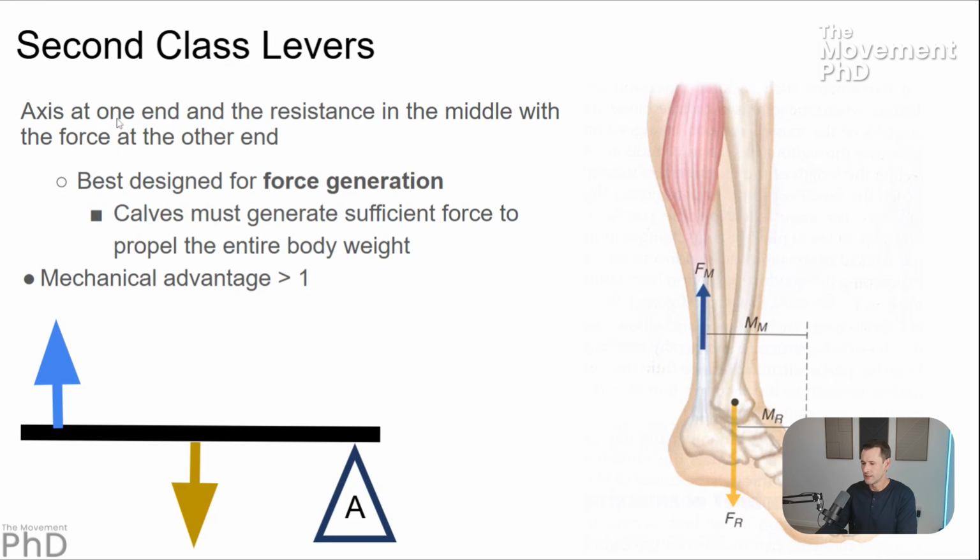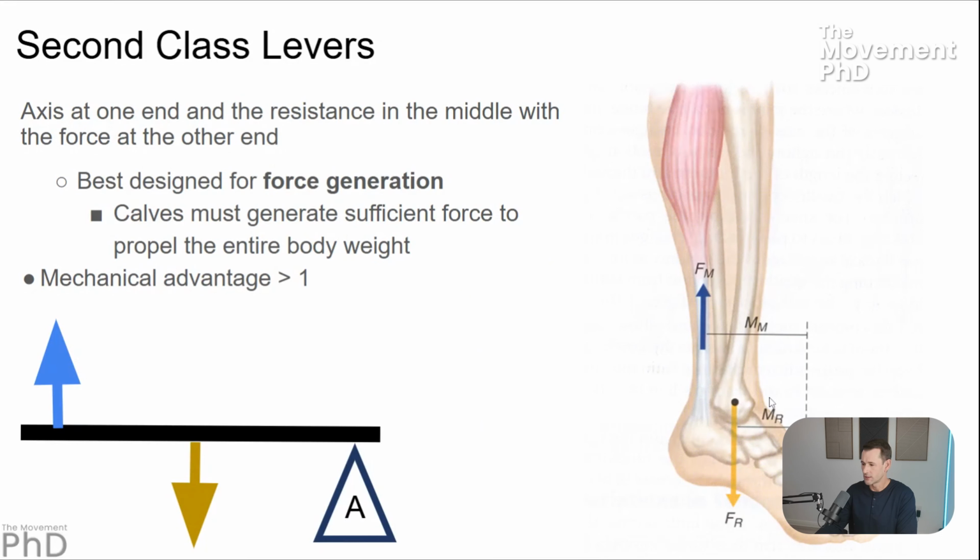Second-class levers. In the case of a second-class lever, you have an axis or a fulcrum on one end. You have the load or the weight of the segment in the middle, and then you have the muscle furthest away. Because of this, the moment arm of the muscle is greater than the resistance arm of the load. Therefore, the advantage in force generation goes to the muscles.